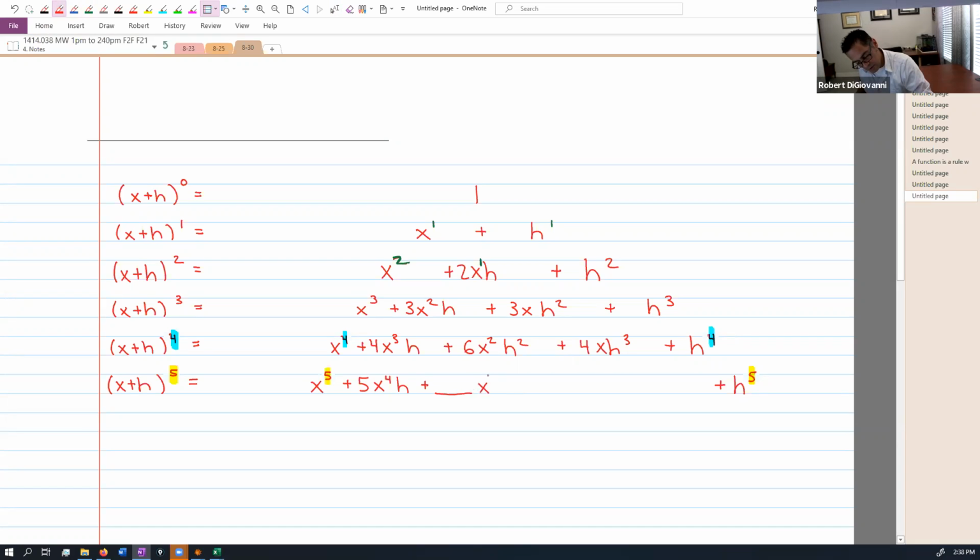This will be X to the third H squared, because the power on X came down, the power on H went up. The next one will be a number in front of that. I'm not sure what it is yet. And then it'll be X squared H cubed. And then it'll be plus, then some number, and it'll be X H to the fourth. You following? You'll see the pattern, yeah?